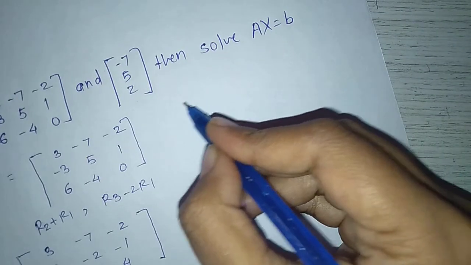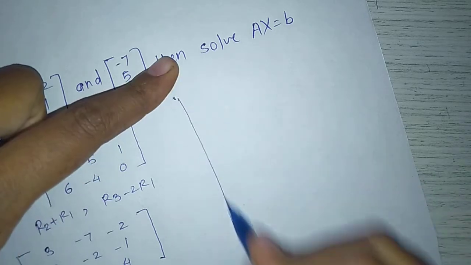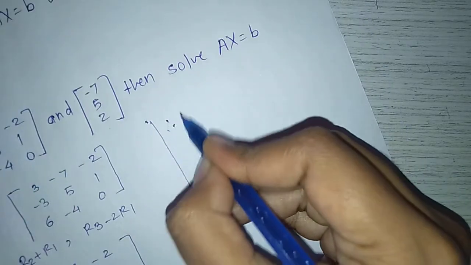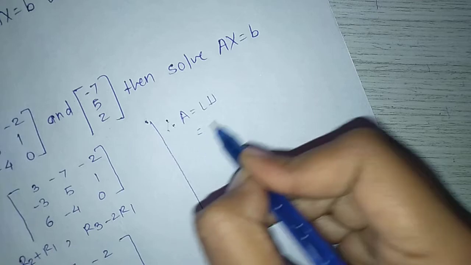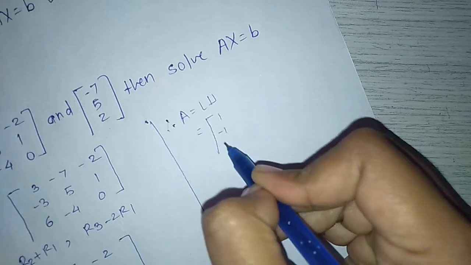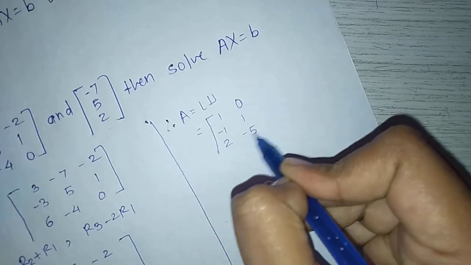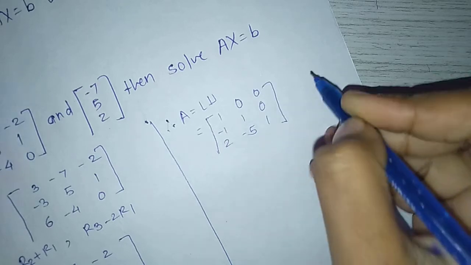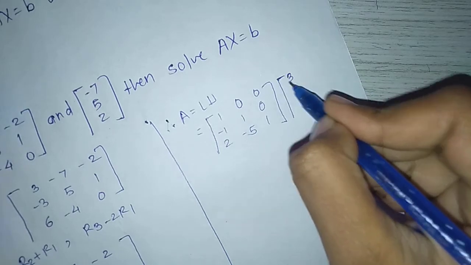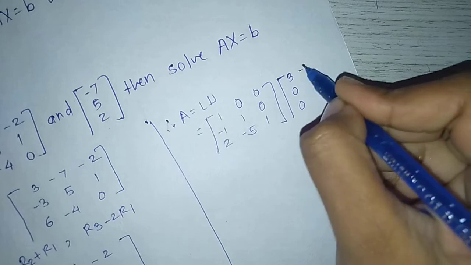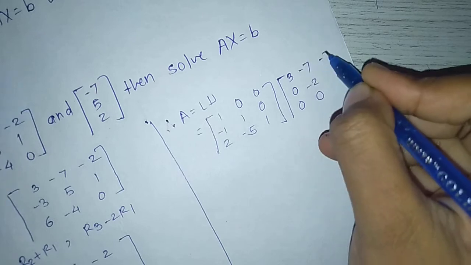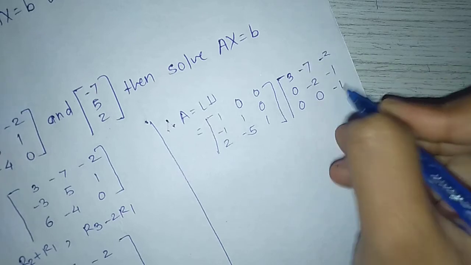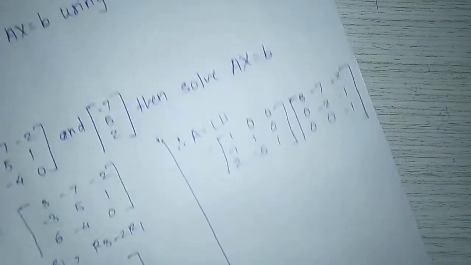Therefore, here we get A equals L into U, where L is [1, 0, 0; -1, 1, 0; 2, -5, 1], and capital U is [3, -7, -2; 0, -2, -1; 0, 0, -1].